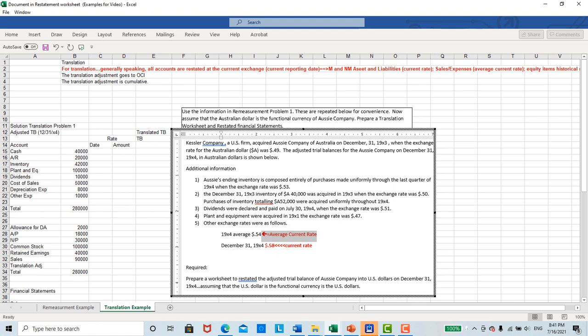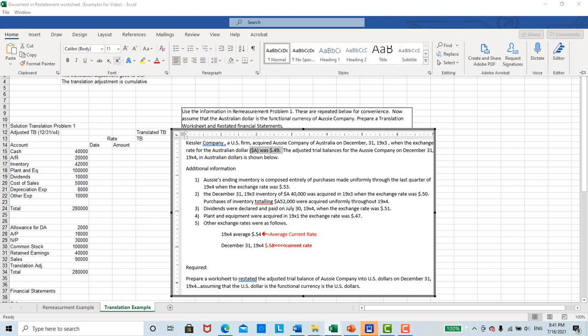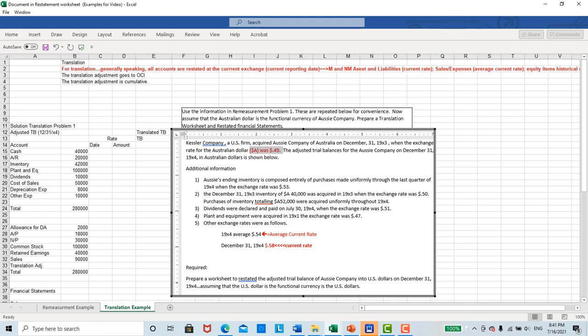And then finally, the historic rate. The historic rate would be 53 cents, I believe. Historic rate would be the rate that existed when you bought the other company, and that is this 49 cents right there when you bought the other company. So I'll put in here that this one is the historic rate.